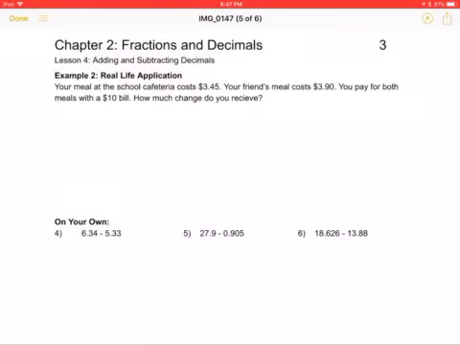Okay, so example 2. Your meal at the school cafeteria costs $3.45. Your friend's meal costs $3.90. You pay for both meals with a $10 bill. How much change do you receive? So we want to figure out the amount of change that we get.